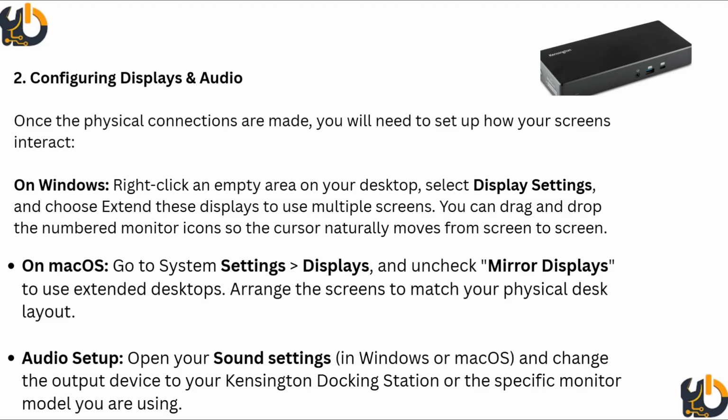On your Windows, right-click an empty area on your desktop, then select Display Settings, and choose Extend these displays to use multiple screens. And you can drag and drop the numbered monitor icons so the cursor naturally moves from screen to screen. On your macOS, go to System Settings, then go to Displays, and uncheck Mirror Displays to use extended desktops. Then arrange the screens to match your physical desk's layout.